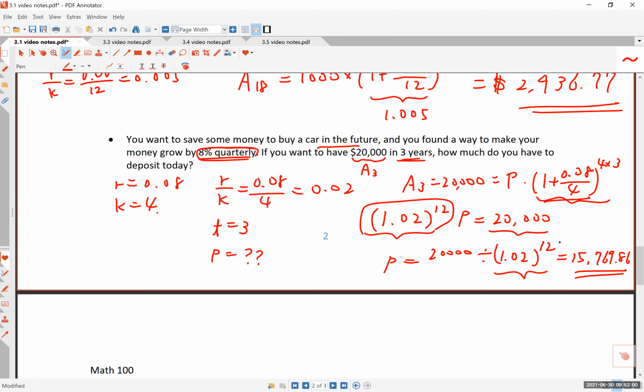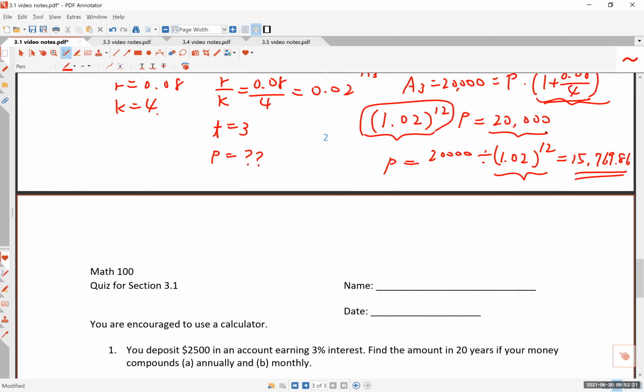Okay, so that concludes this particular lesson. By the way, the last one, if you want to say this in a sentence answer, then you say, today you will need to deposit $15,769.86 today, so that you can have $20,000 in 3 years. That would enable you to buy that car.